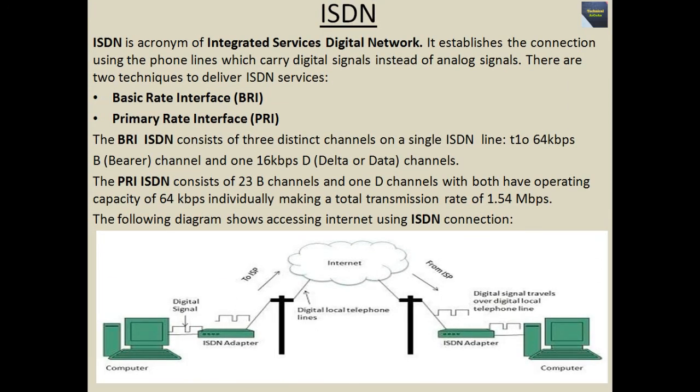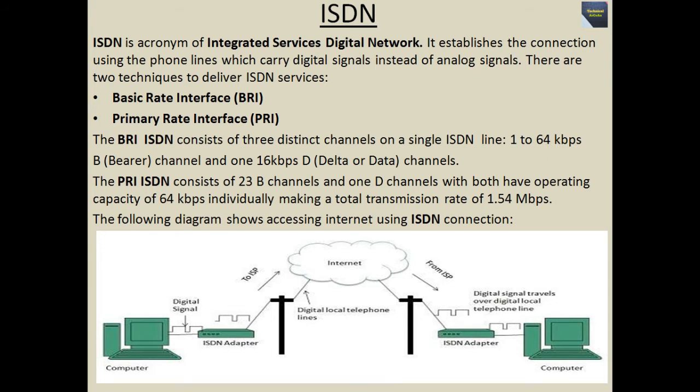Now we talk about ISDN. ISDN is acronym of Integrated Services Digital Network. It establishes the connection using the phone lines which carry digital signals instead of analog signals. There are two techniques to deliver ISDN services. One is basic rate interface known as BRI, and another is primary rate interface known as PRI.